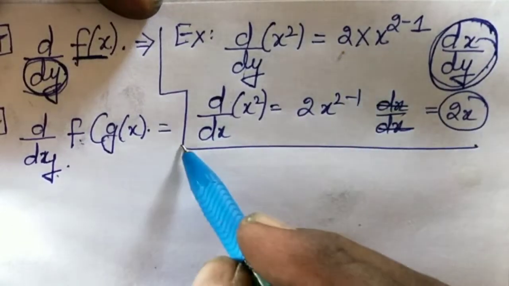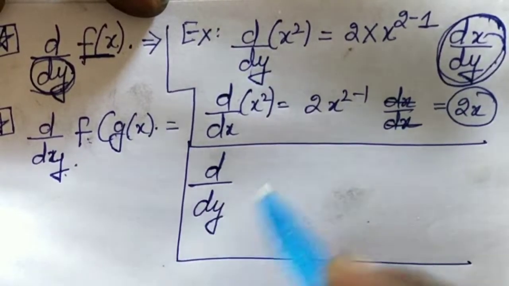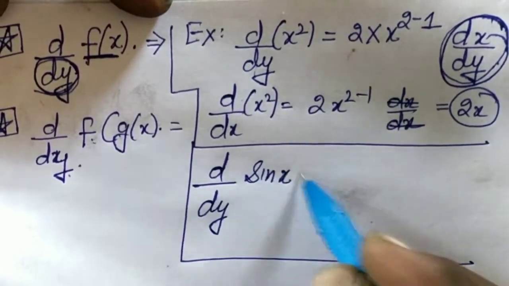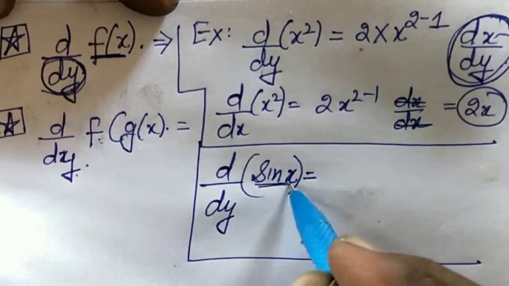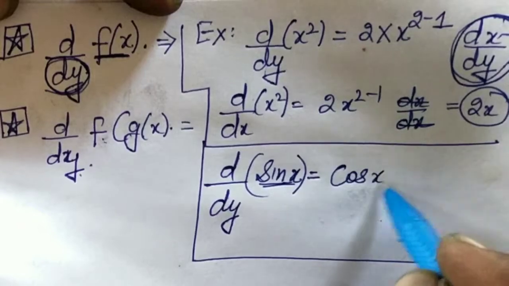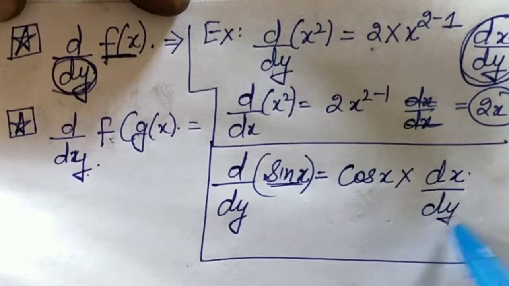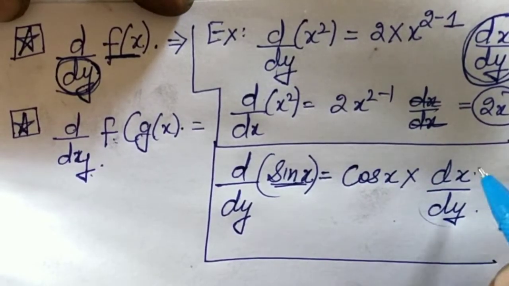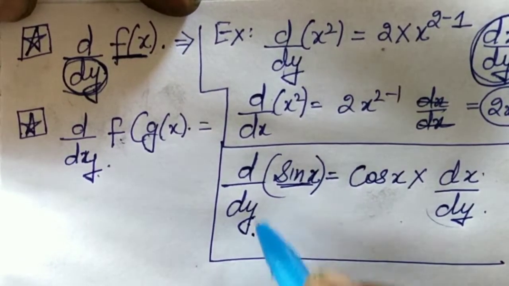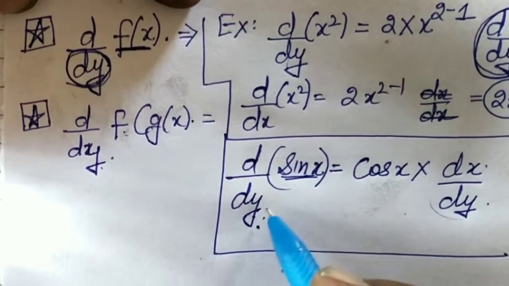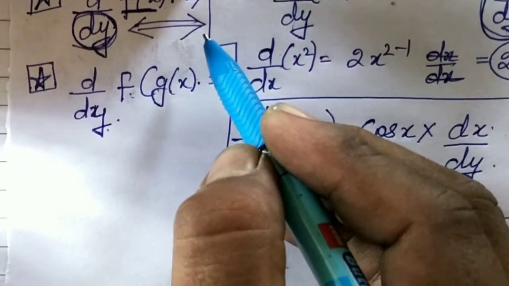Okay, let's take one more example for this. Let's say I'm differentiating sin x with respect to y. Now how will I differentiate it? Differentiation of sin x is cos x. Okay, but I have to multiply this by dx by dy, because the variable in the denominator is not x, it is y. First function is this. Okay, this is the first formula, or you can say method, that I wanted to discuss.